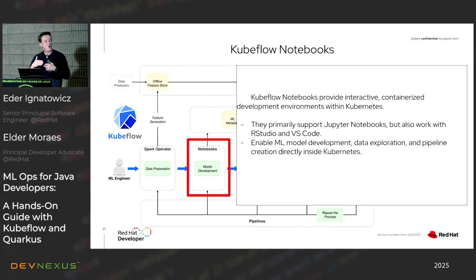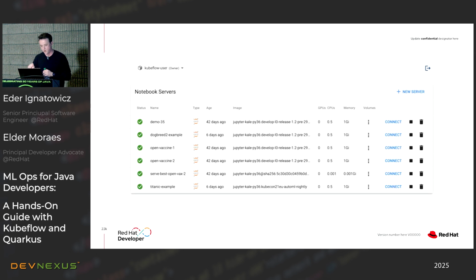But the problem is, how do we do Jupyter as a service? Currently we cannot run the models on users' machines, because you don't want to do this. And how do we do this in a reproducible manner? Use Kubeflow notebooks. Basically, it is a way to enable people to do model development, exploration, and pipeline creation directly inside Kubernetes.